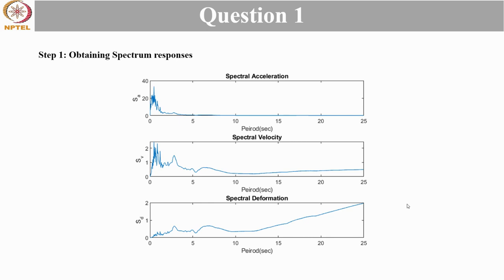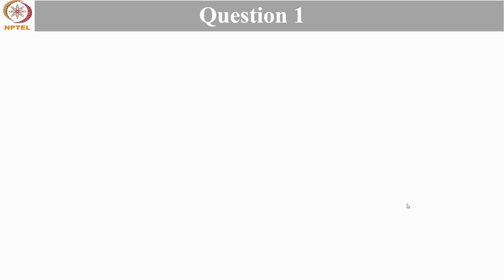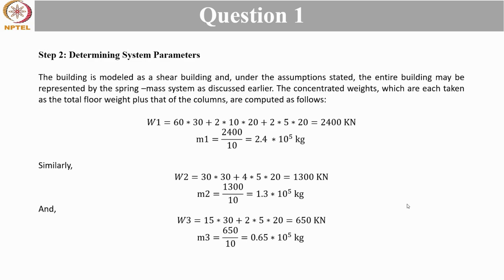Okay. So before moving on to the next step of the code, we first need to form the mass and the stiffness matrices. So second step is defining system parameters again. Since the building is modeled as a shear building and under the assumptions stated, the entire building may be represented by the spring mass system as discussed earlier. The concentrated weights, each taken as the total floor weight plus that of half of the column above and half of the column below, are computed as follows.